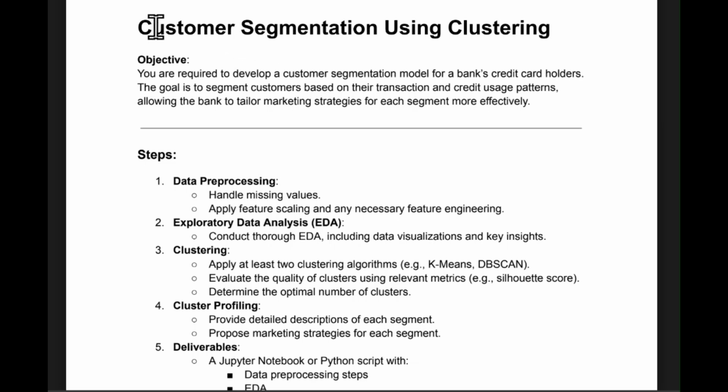Let us start by understanding the assignment. Customer segmentation using clustering. Our objective is to develop a customer segmentation model for a bank's credit card holders. The goal is to segment customers based on their transaction and credit usage pattern. So two key features here are transaction and credit usage pattern, allowing the bank to tailor marketing strategies for each segment more efficiently. Basically, we have to create multiple clusters.